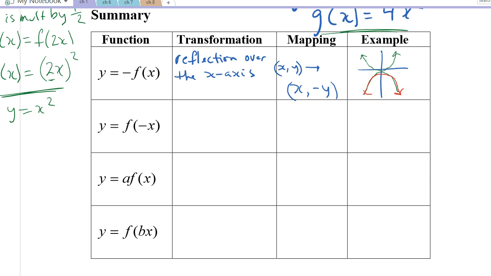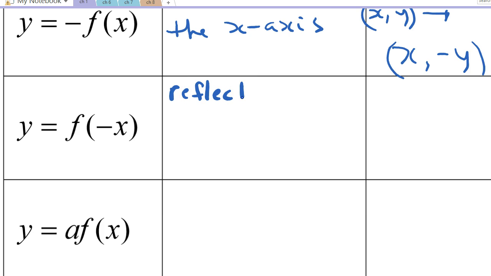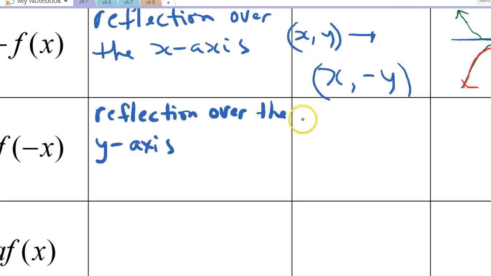Okay, so for the next one, if the negative is inside of here, it's going to be a reflection over the y-axis. And how does it work? Well, if x comma y is our original function, the x's get multiplied by negative 1, so it looks like negative x comma y.